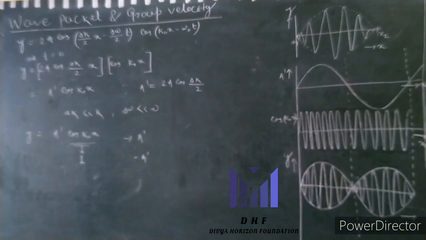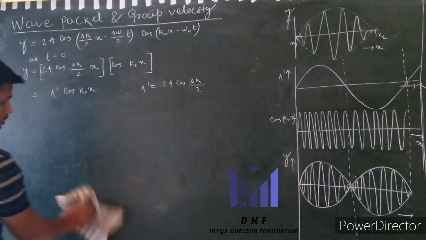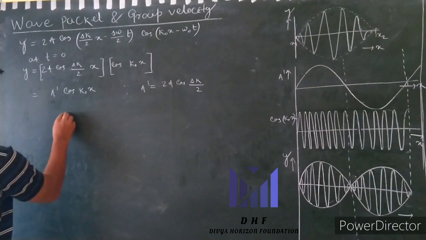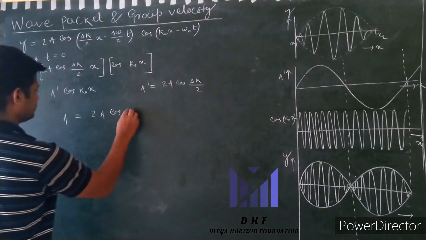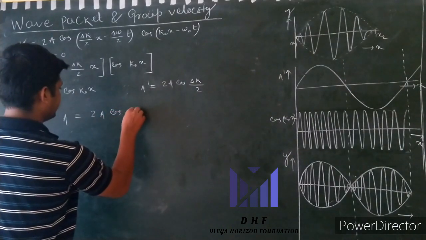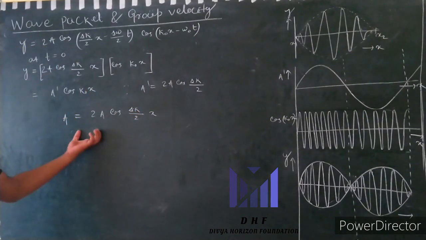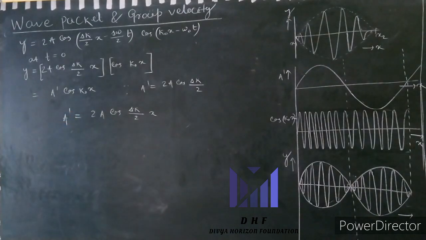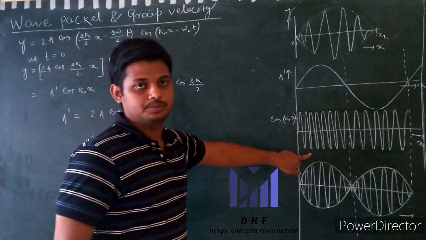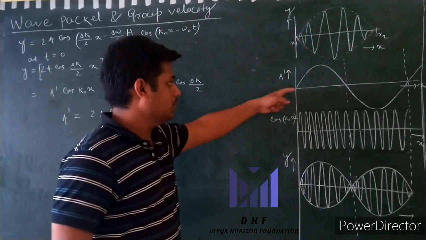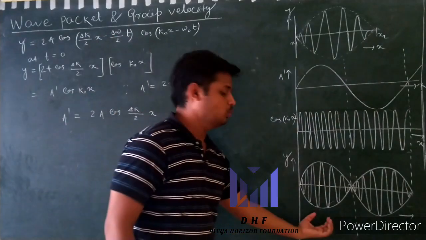Here we can see that the expression for a dash is given by a dash is equal to 2a cos (del k by 2) x. This is the expression for a dash. And just before we discussed that the curve a dash is guiding the second curve, so we can say that the velocity at which a dash travels is the velocity of these wave packets.